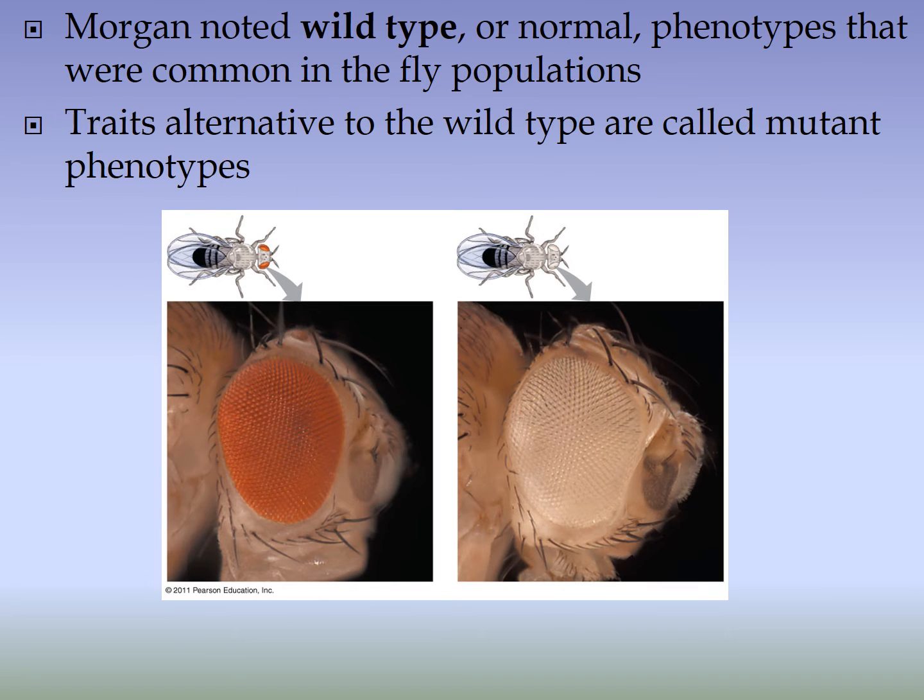Now, it's important to note before we discuss the experiments that he actually identified the presence of what's called a wild type and a mutant phenotype. The wild type is considered the normal phenotype, and the mutant, of course, is the one that's not normal. In this case, in terms of the eye color, the normal phenotype is red, and the mutant phenotype is white.